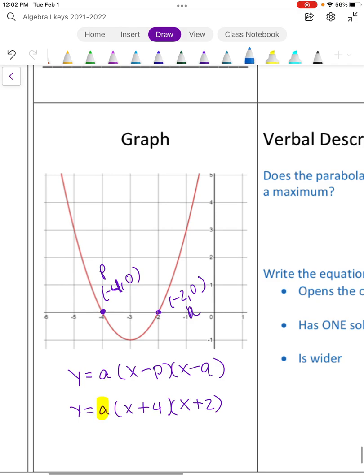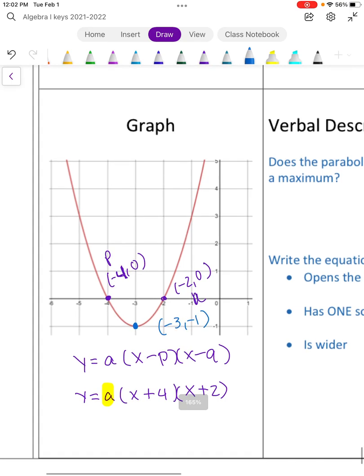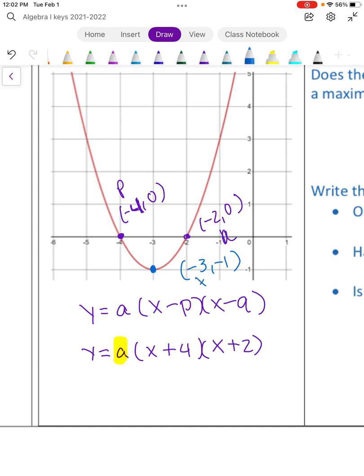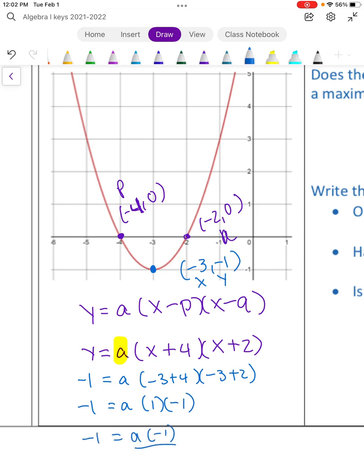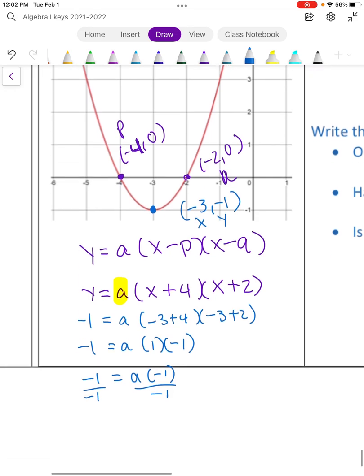So I'm going to pick another value, any other value. Let's see. I'm going to use my vertex because that looks like a nice point. That looks like the point -3, -1. So that gives me an x and a y value. I'm going to plug in -1 for y and -3 for x. Now I can solve for a, because a is the only variable. So -3 plus 4 is 1. -3 plus 2 is -1. So we get a times -1, and we divide by -1. We find that a is just +1.